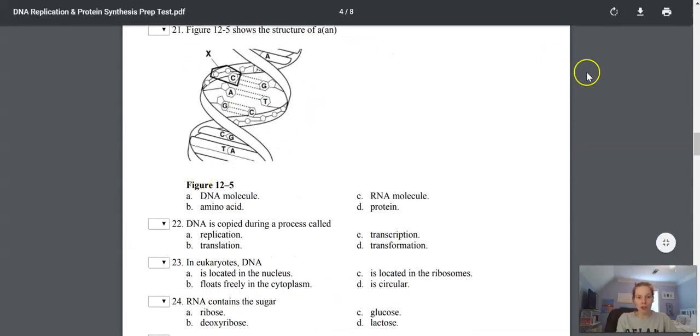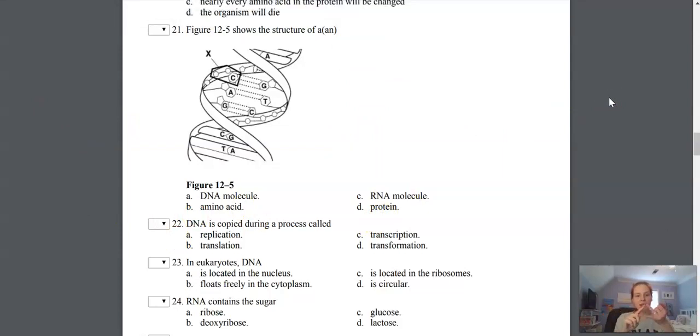Figure 12.5 shows the structure of... so it's wanting you to look right here. It's wanting you to look at the whole thing. So what is that? I see two strands. I see the bases C, G, A, T. So both of those things tell me it's DNA, not RNA. It's not single-stranded, and I don't see uracil.